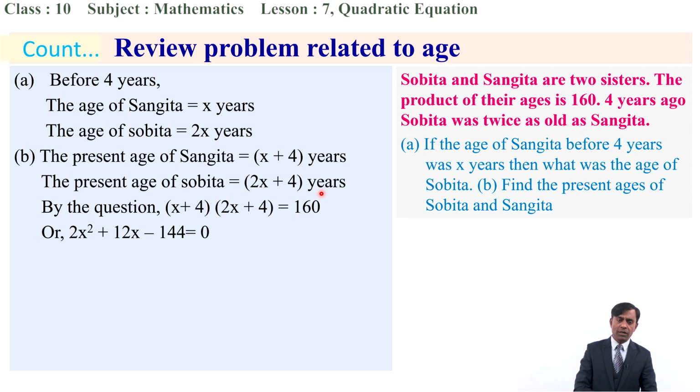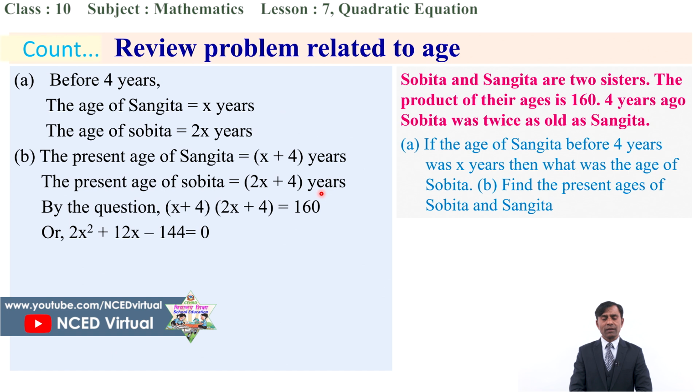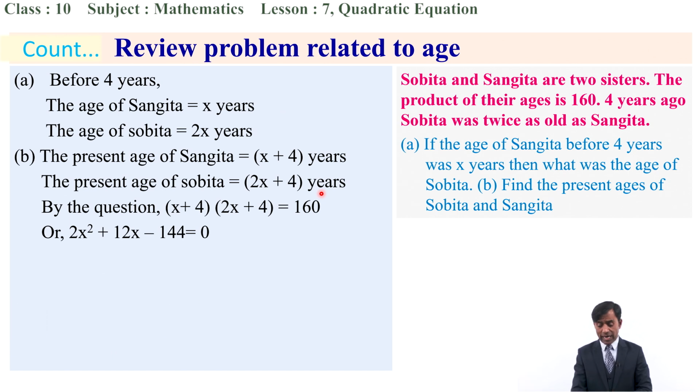Do you know what type of equation this is? Yes, this is a quadratic equation. What type of quadratic equation? This is an affected quadratic equation. Is it a pure quadratic equation? No, because we have the term of x square, the term of x and the constant term, so this is the affected form. You know how to solve an affected quadratic equation by different methods. By any method, we can solve it and find the values of x.